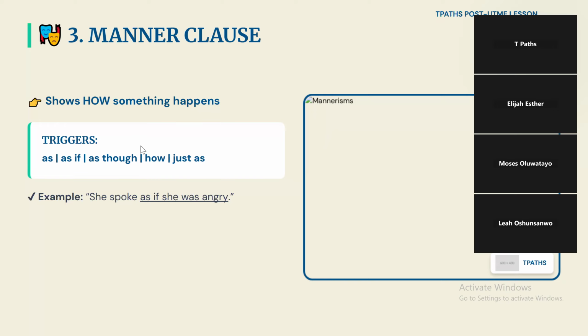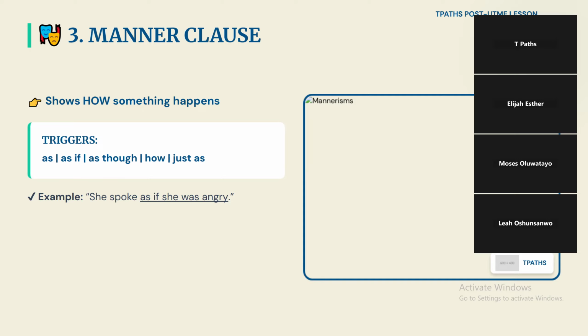When you want to answer question types like this, you have to check for triggers. Whenever you come across triggers like as if, as though, how, just as, you know that you are presented with the manner. She spoke as if she was angry. That's a question. As if she was angry means you have to look at the expressions there.